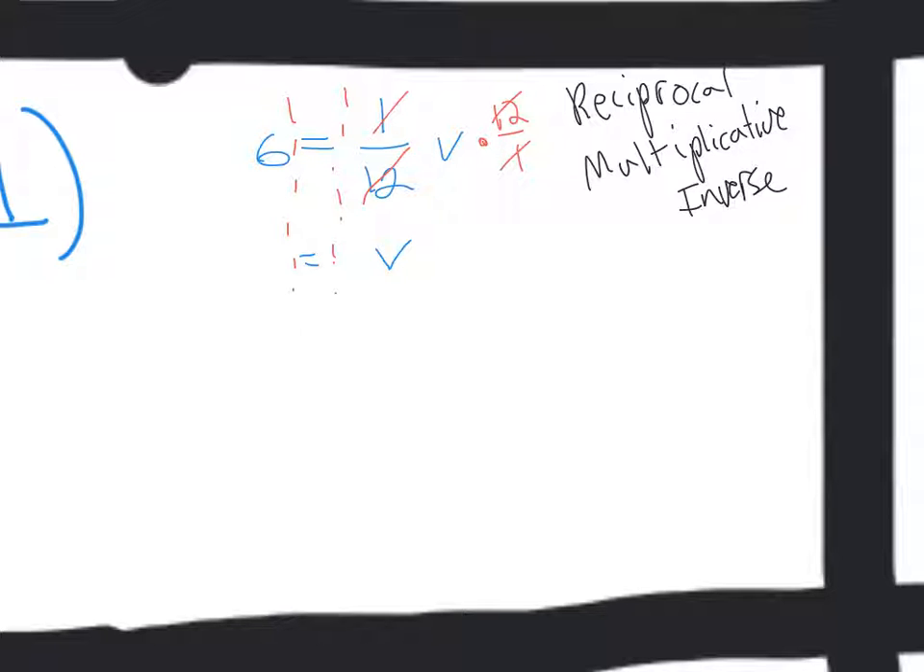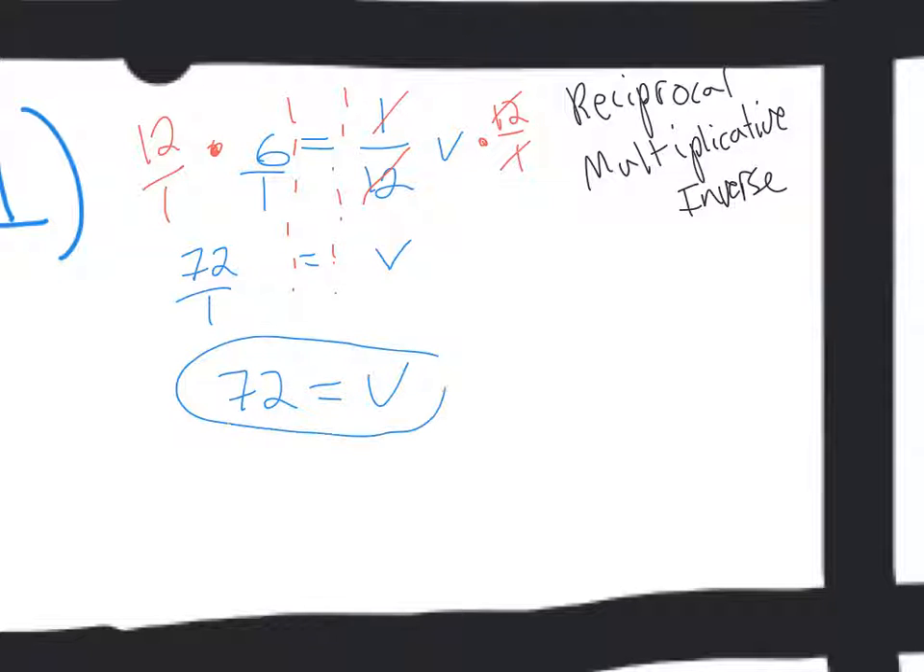But in the kingdom of math, we are always fair, so whatever we do to one side, we have to do to the other side. And if I want to multiply a fraction by a whole number, all I have to do is write that whole number over 1, multiply straight across the top and bottom, and you would get 72 over 1, which is the same as just 72. So there's your answer for number 1.